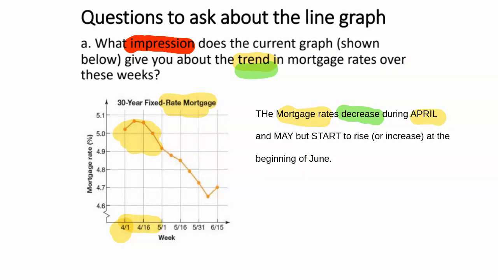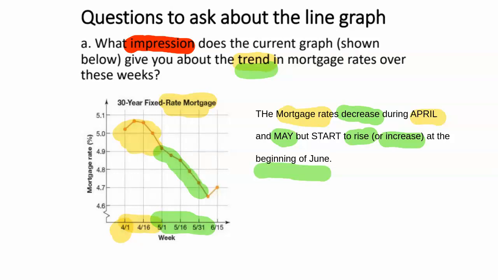Now, and May, okay, and notice they're still continuing to decrease. This is May, but start to rise or increase at the beginning of June. Now, I don't have a specific date. I just say around the beginning of June.